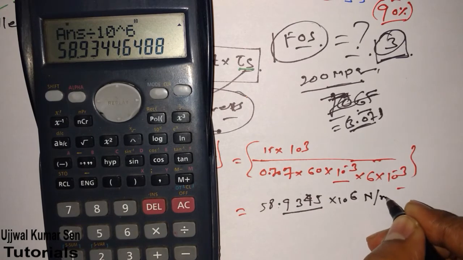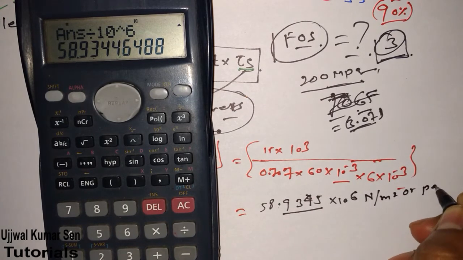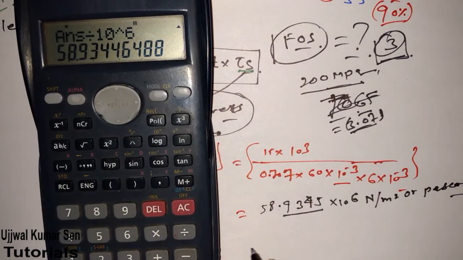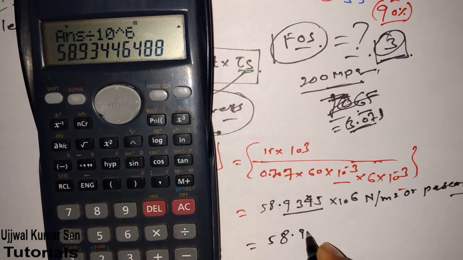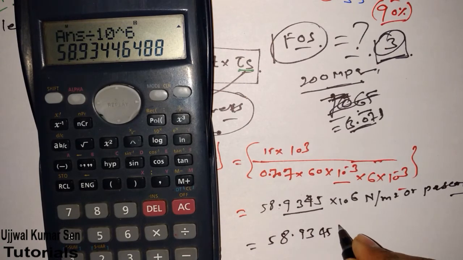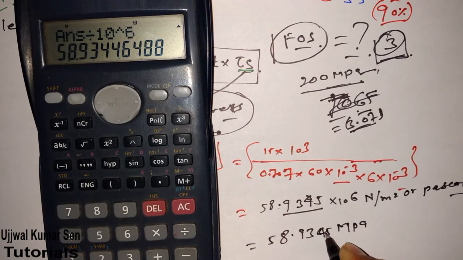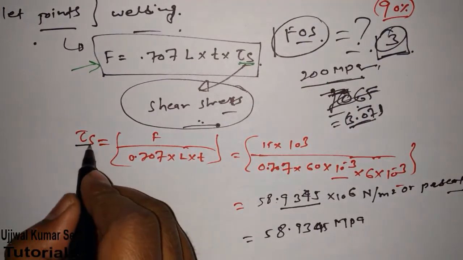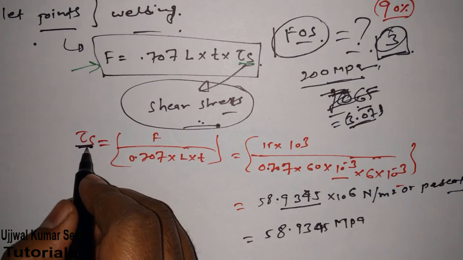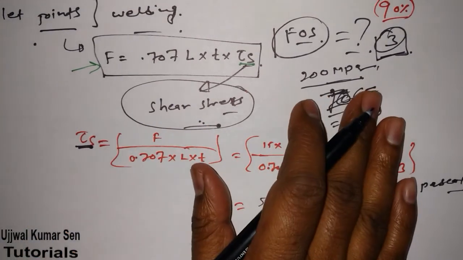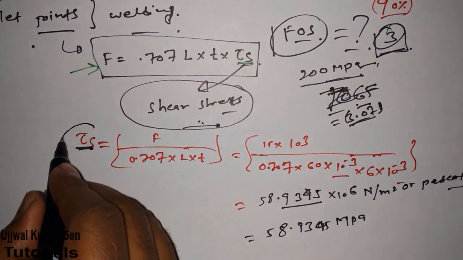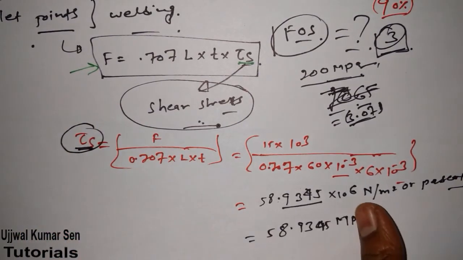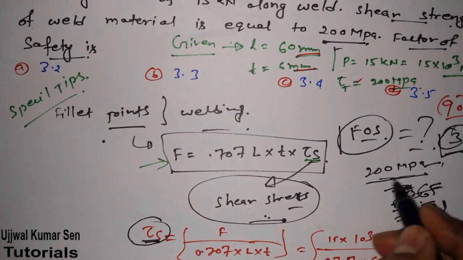Now the unit is Newton per meter square or Pascal. So we can write this as 58.9345 megapascal. Got it? Basically we got the shear stress that the welding joint is experiencing, but the strength of that weld is 200 megapascal.